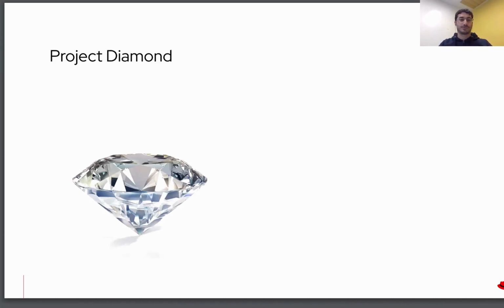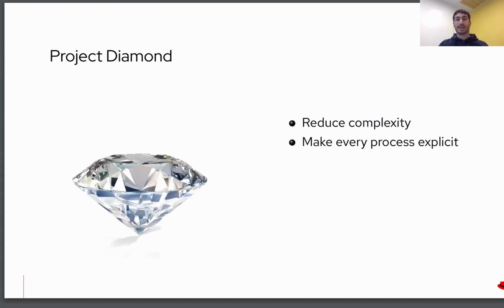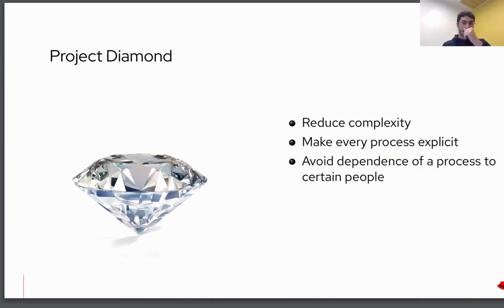So just to be clear, the goals of the project were: first, reduce complexity; second, make every process explicit. So effectively, it's very easy to understand which part of the system does what, and what the single operation people actually are doing. It's very explicit. And third, avoid dependencies of a process on certain people.